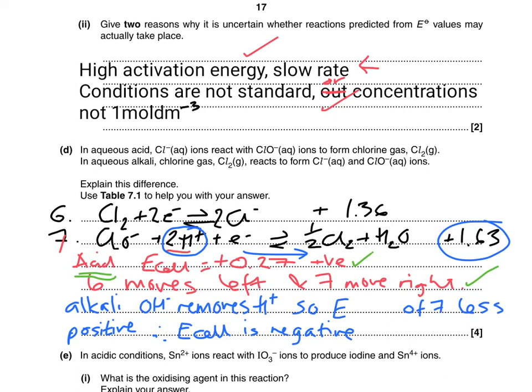Okay, next mark you say that the OH minus removes the hydrogen ions. So that means that this electrode potential is less positive. And I've actually missed off the final mark myself. It is a tricky question, this. For the final mark, I need to state in writing what I said out loud. So 7 would move left and 6 would move right.